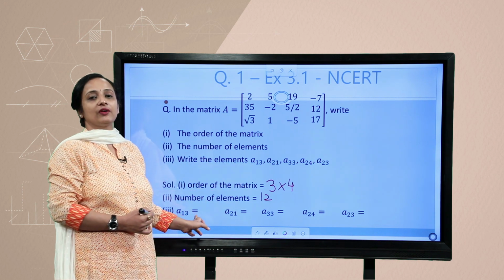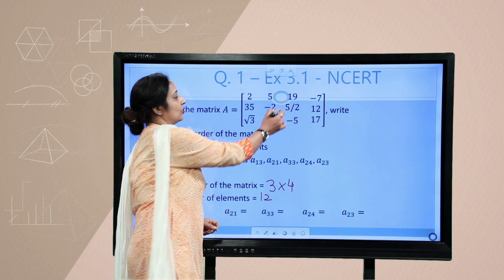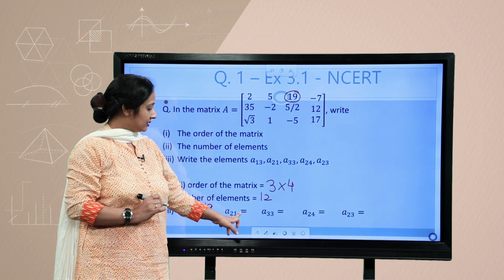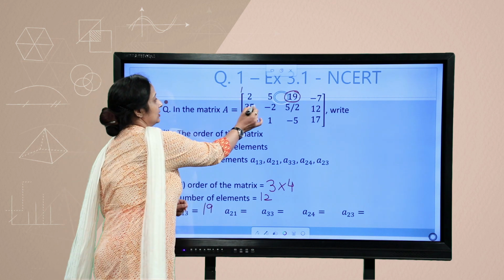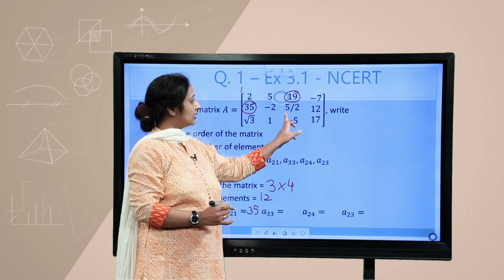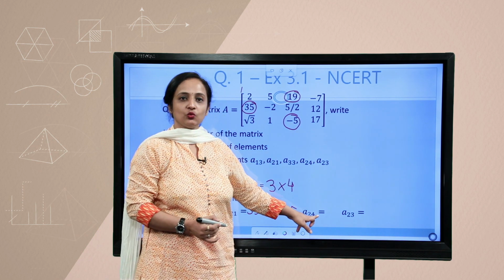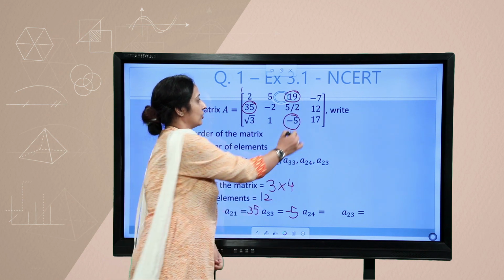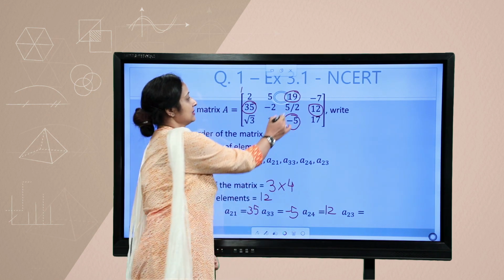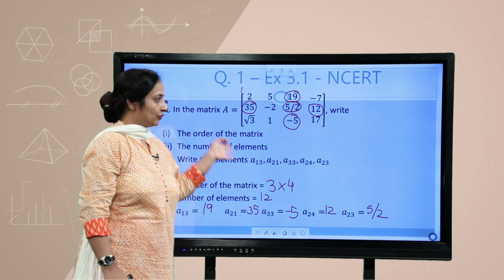Now the next question says, find the element a13. That means go to the first row and third column. You get element 19. So that becomes the answer. Then a21, second row, first column, that becomes 35. a33, third row and third column, which is -5. a24, second row and fourth column, which is 12. Then a23, that means 5 by 2. So these are the answers for this matrix A.